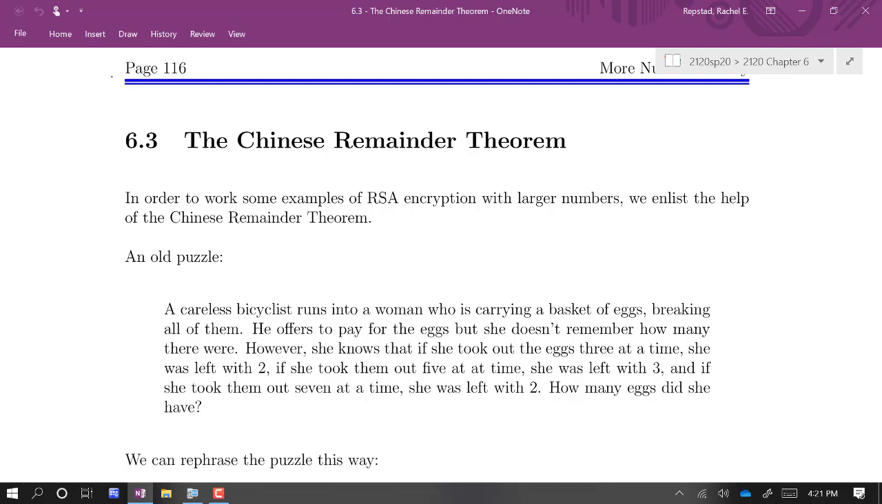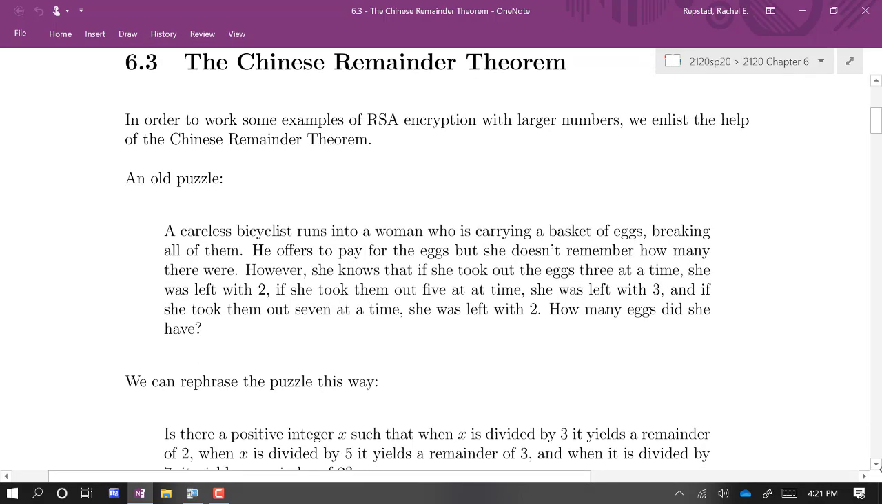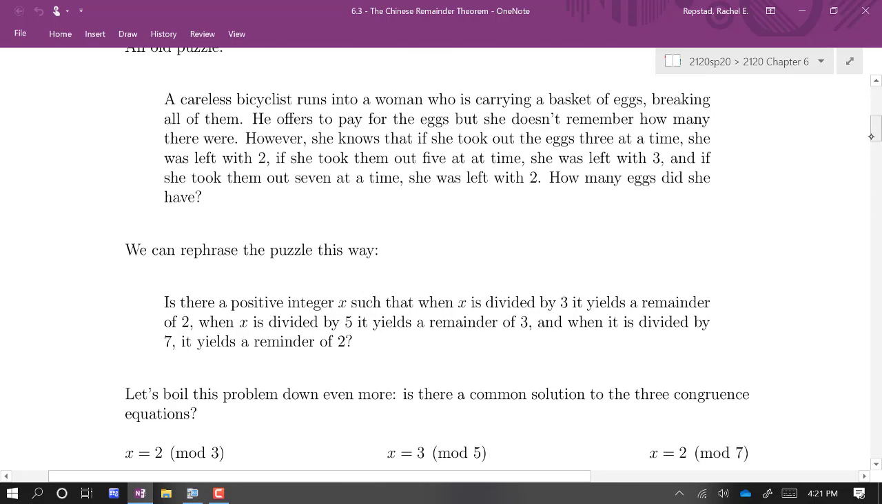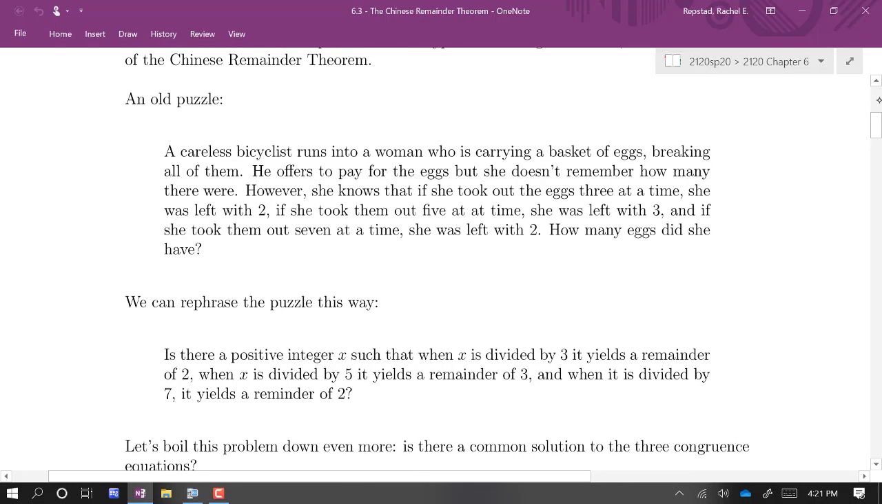Here we have a bicyclist who runs into a woman carrying a basket of eggs and breaks all of them. He feels awful, so he wants to pay for the eggs, but she doesn't remember how many there were. For some reason, though, she knows that if she took the eggs out 3 at a time, she would be left with 2. If she took them out 5 at a time, she'd be left with 3. And if she took these same eggs out 7 at a time, she would be left with 2. Just set aside the incredulity of the scenario where she would happen to know this information but still not know how many eggs she had in her basket.